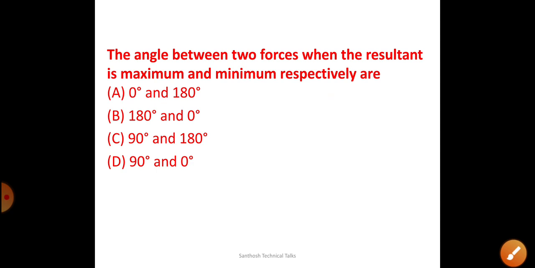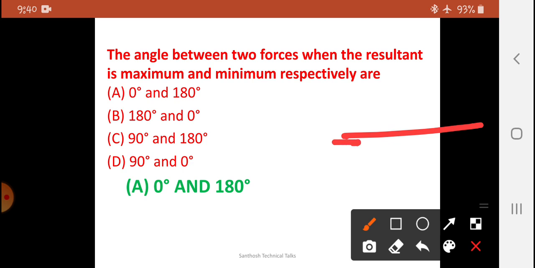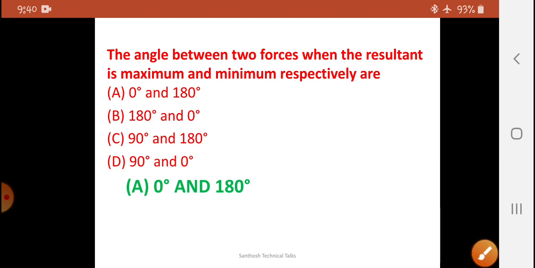And next, the angles between two forces when the resultant is maximum and minimum respectively are 0 and 180. This is 0 and this is 180. So the minimum and maximum will lie between these. If they are asking the angle of two forces when the resultant is maximum and minimum, you can easily answer 0 and 180.